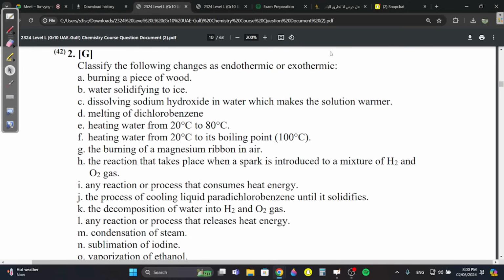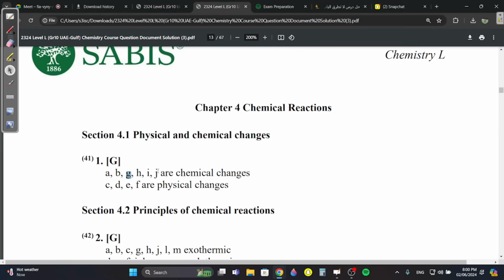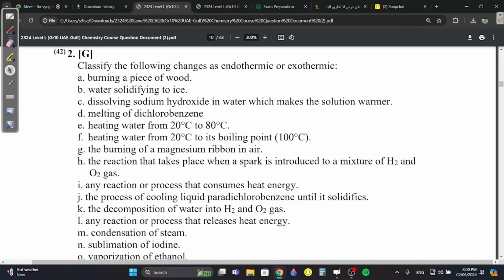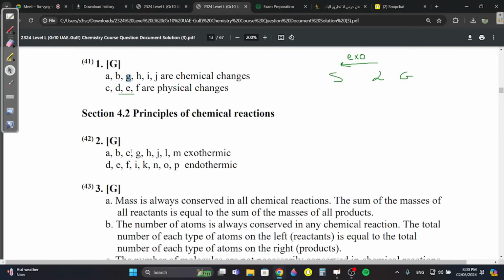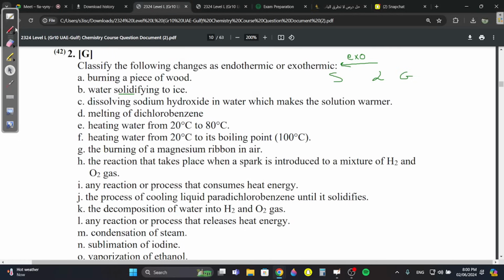Okay, endo or exo. Burning a piece of wood is releasing heat, so obviously exo. Okay. Water solidifying to ice. Always remember, solid, liquid, gas. Water solidifying means it's going from liquid to solid. Okay. I think that's exo. Is it exo? I think B is exo. Yeah. If you're moving to the left, it's exo.